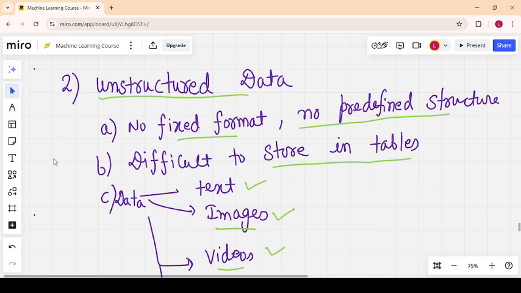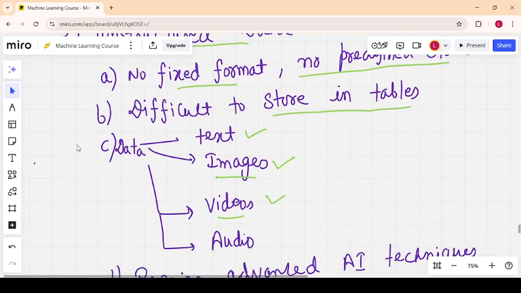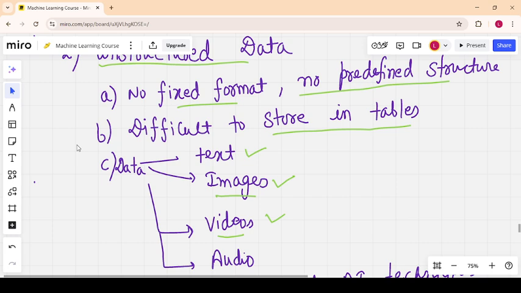And the fourth one is audio, like AI assistants Siri, Alexa. Like we give a command, we speak, what is the weather today, so it will convert it into text, then process it and generate an output. So that is called unstructured data. There is no fixed format as well as no predefined structure, so it cannot be stored in a tabular format.